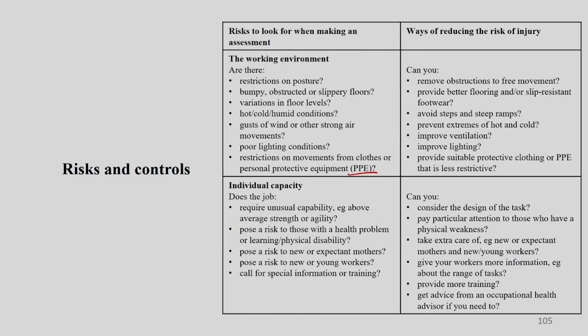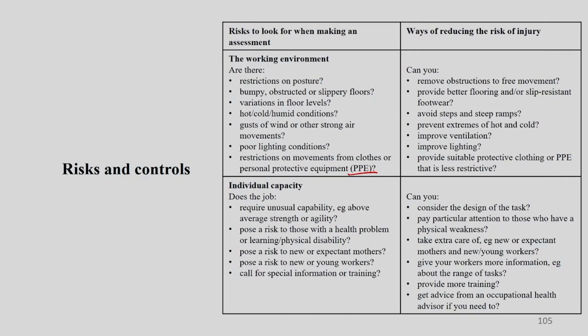The next factor is individual capacity. It is very, very important, and very tricky to actually address. It may require unusual capability, for example above average strength or agility. So you need to be very alert for certain cases. Maybe you need a lot of muscle power, because we are talking about manual material handling, right? For those cases, how do you do that? While designing that particular thing, you have to consider the way you are going to handle the object.